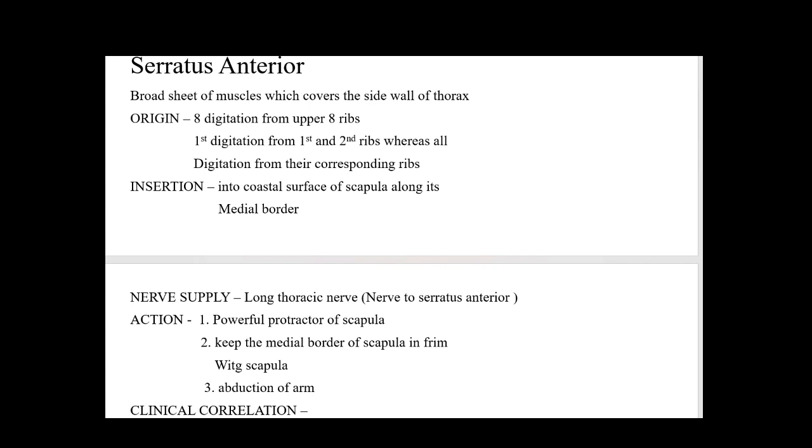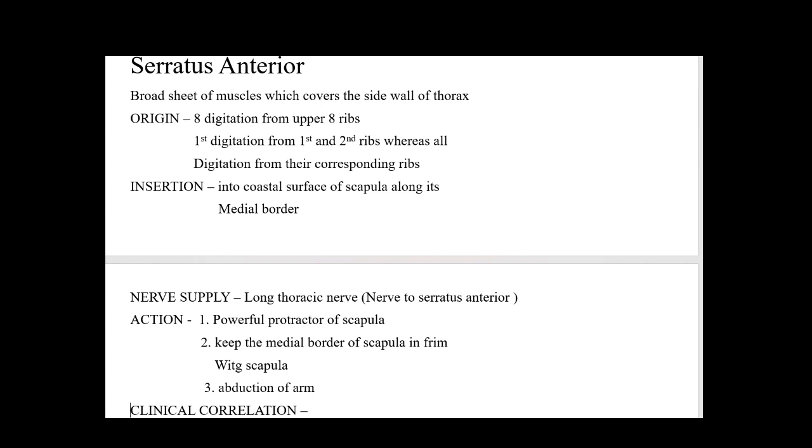Okay, let's see its insertion. It is inserted into the costal surface of the scapula along its medial border. You imagine all these things, how a muscle originates, how a muscle is inserted. Imagine that eight digitations from the upper eight ribs originate, and they curve around the side of the thorax, and they are inserted into the costal surface of the scapula, mainly in its medial border.